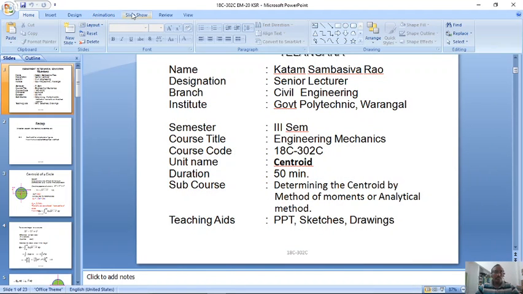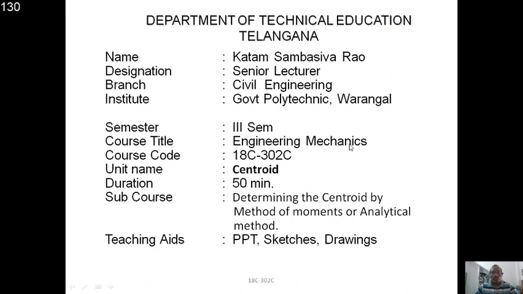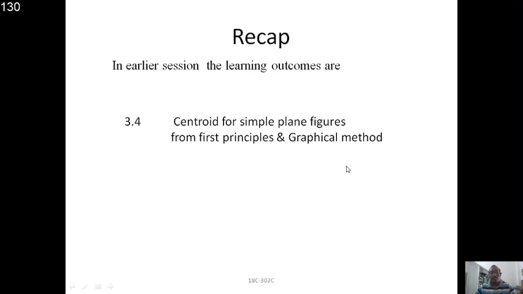In this session, we are going to learn about determining the centroid by the method of moments or analytical method. In the earlier session, we learned about how to determine the centroid using first principles or integrals, and we also saw the graphical method of finding the centroid a little bit.